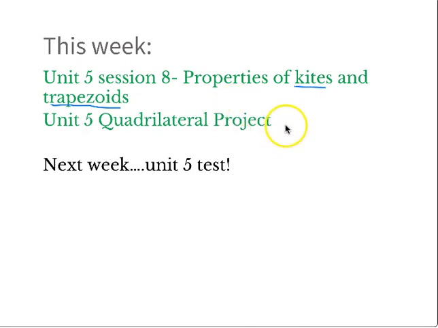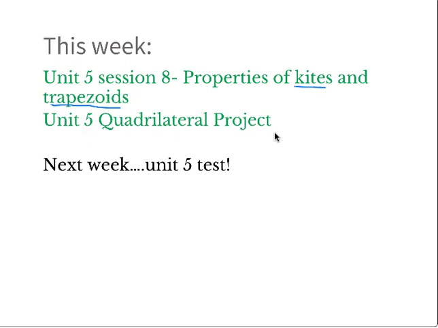Then, after you complete Unit 5, Session 8, you're going to complete a quadrilateral project. In this quadrilateral project, each of you are going to be assigned 4 vertices. You're all going to be assigned 4 different vertices, so the vertices that your classmate might get are going to be different than the vertices you get. You are going to plot them on a coordinate plane, and then you're going to determine what type of quadrilateral you have.